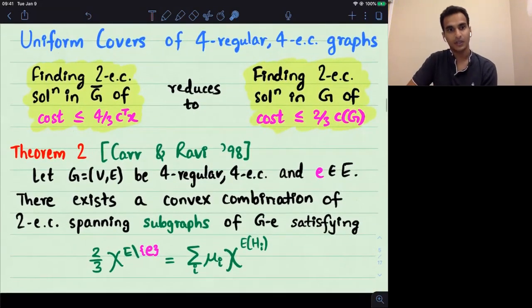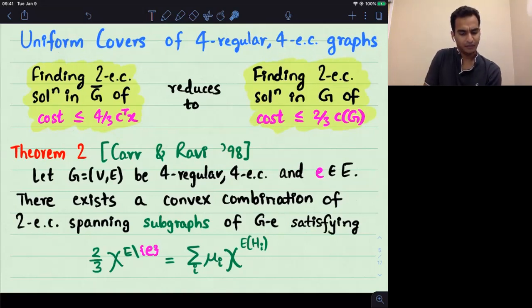Here is the reduction. Finding a 2H connected solution in G bar of cost at most 4/3 C transpose X reduces to finding a 2H connected solution in G of cost at most 2/3 the cost of G. Here, the factor 2 difference that you see is because cost of G is simply 2 times C transpose X.